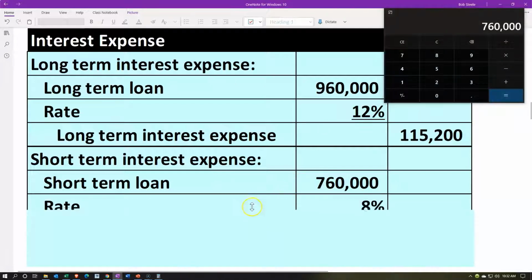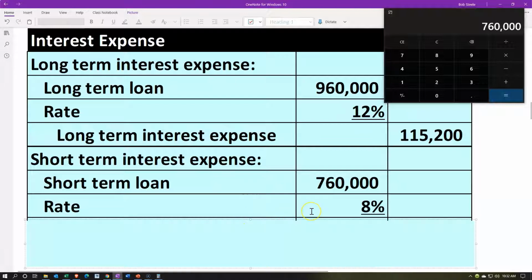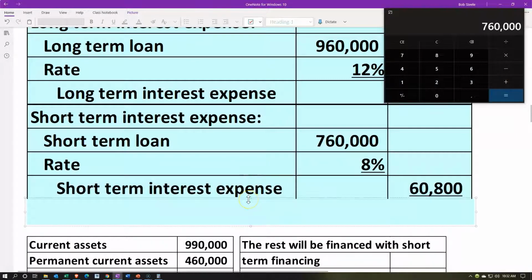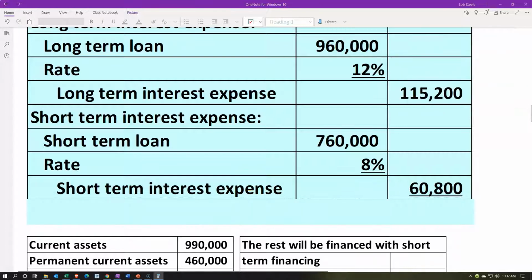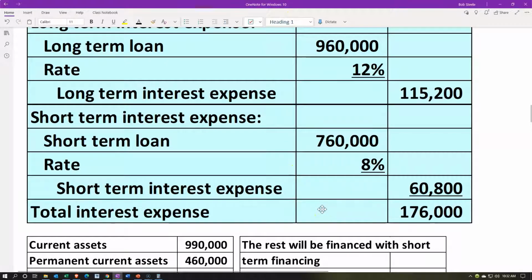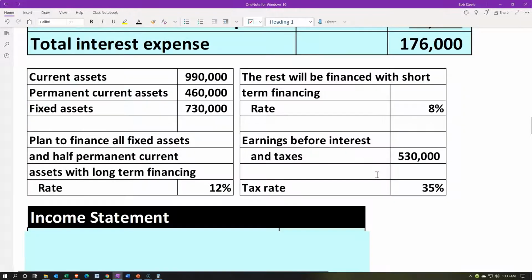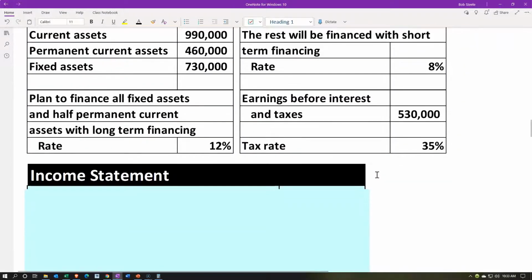So this is the short-term, typically the more aggressive loan, lower rate with it. More risk comes along, most likely, with that lower rate, possibly with fluctuations in the rate in the future. So that's going to give us the 60,800. If we were to add those two up, the 115,200, the 60,800, we're at 176,000. 176,000 being the total.